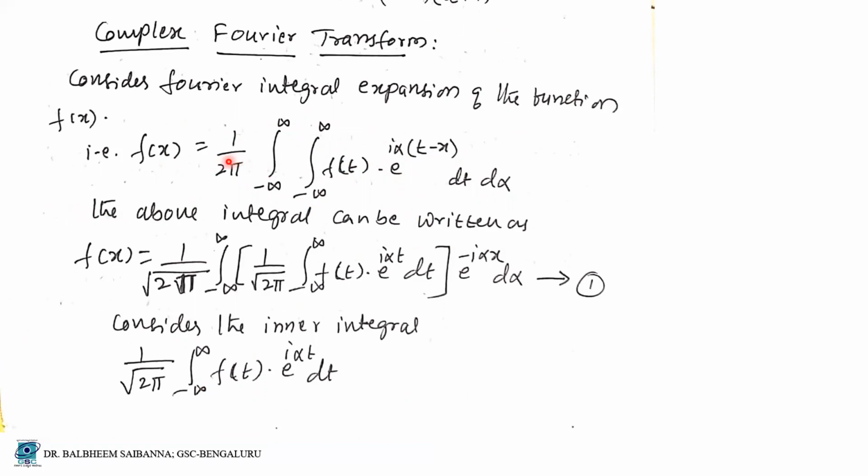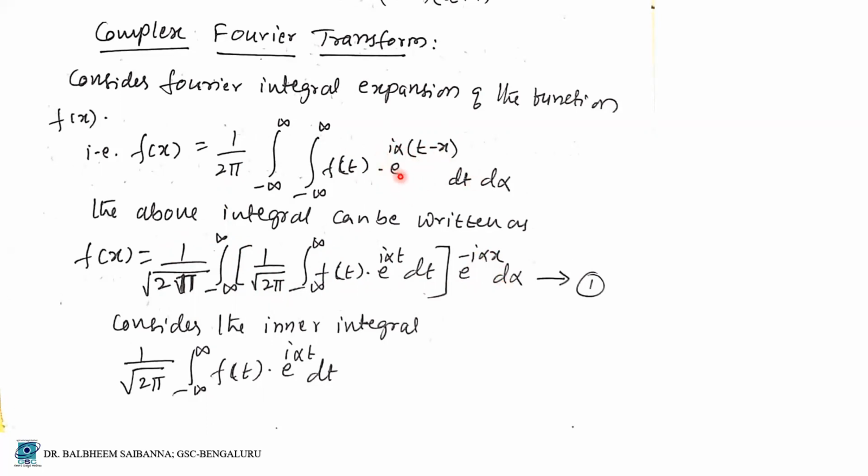How can we write it? This 2 pi can be written as root 2 pi times root 2 pi, like x can be written as root x into root x, and we get x only. We are writing the integral separately like this: 1 divided by root 2 pi, integral over minus infinity to plus infinity, of 1 divided by root 2 pi, integral over the limit minus infinity to plus infinity f of t, the same function f of t, e to the power of i alpha t dt, e to the power of minus i alpha x d alpha. Here we are splitting this term.